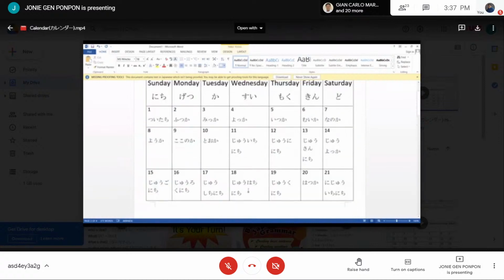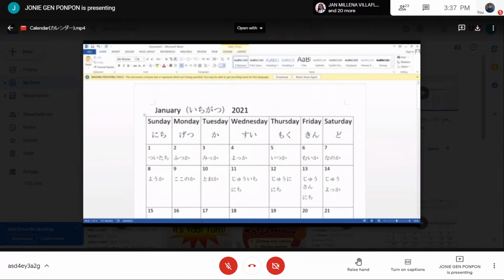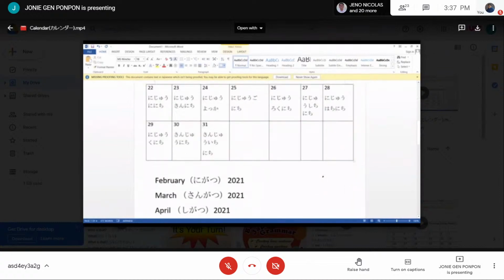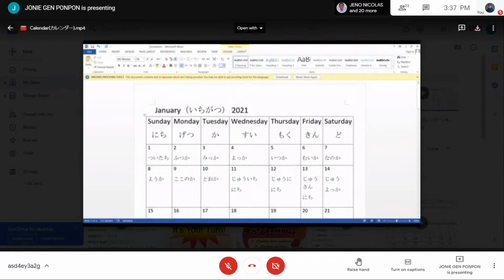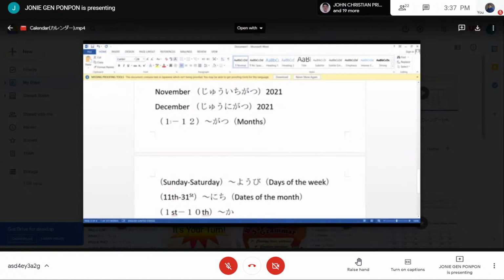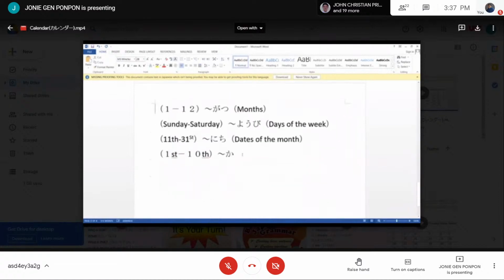Okay, so we now have the months, the days of the week, and the dates of the days of the month. What's missing? The year. In saying the year, it's just the same: just say the numeral, for thousands and then tens and ones. But the suffix for that is nen. So for years, that is nen.